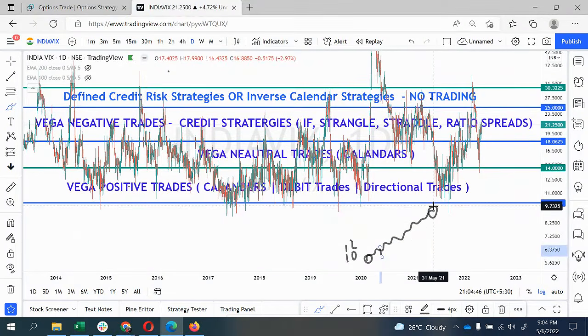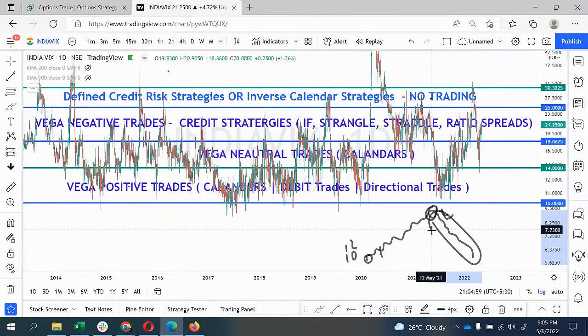But once your VIX comes to 25 or 20, do not even think to deploy the calendar spreads, because VIX has the potential to fall down, right? Falling VIX will not support the buy legs because we are going vega positive. So this is where we go for the credit strategies. We will discuss, but we are discussing about the vega positive.